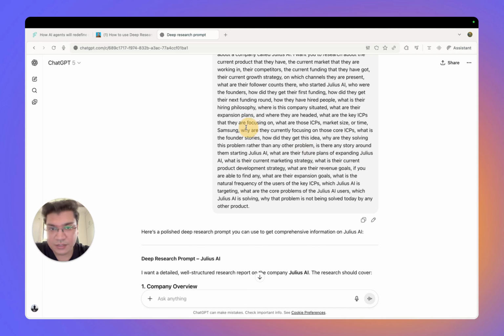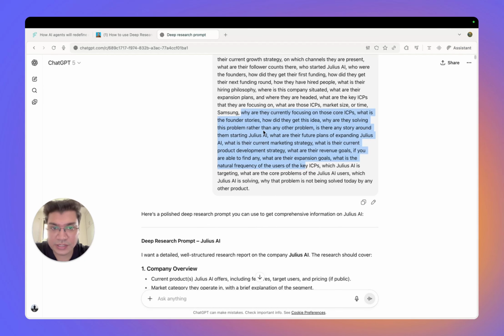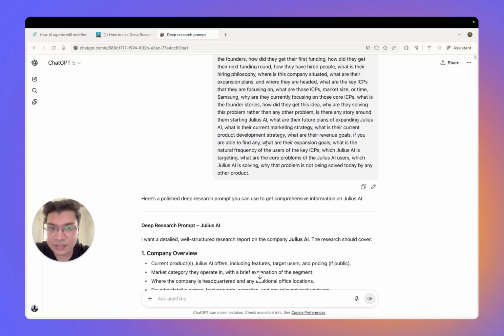That last bit was one of those dictation errors, but yeah. Why are they currently focusing on those core ICPs? What is their founder story? How did they get this idea? Why are they solving this problem rather than any other problem? Is there any story around them starting Julius AI? What are their future plans of expanding Julius AI? What is their current marketing strategy?